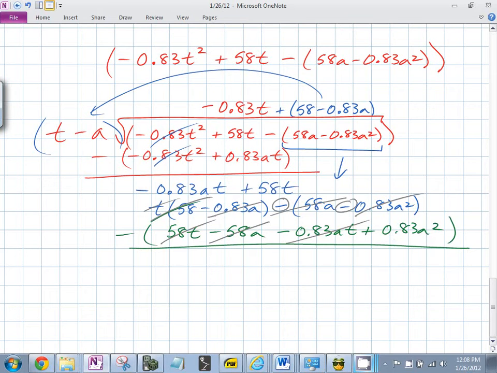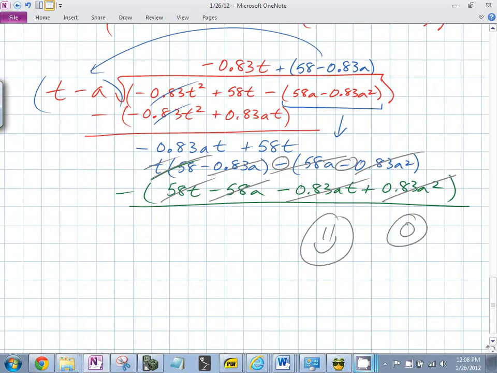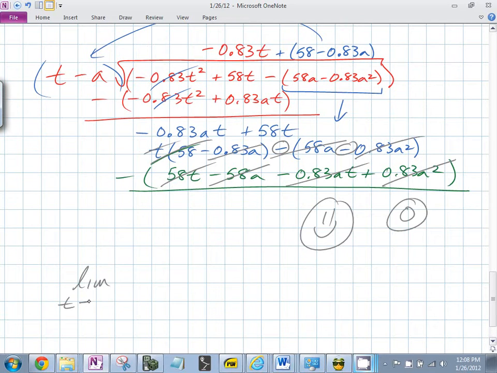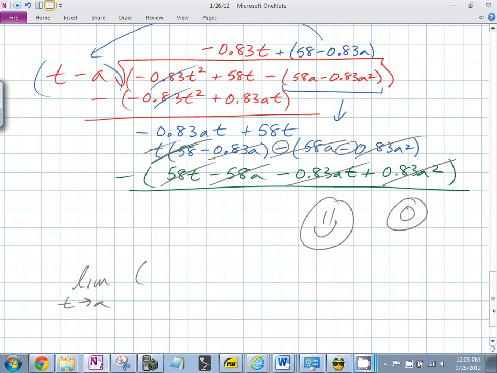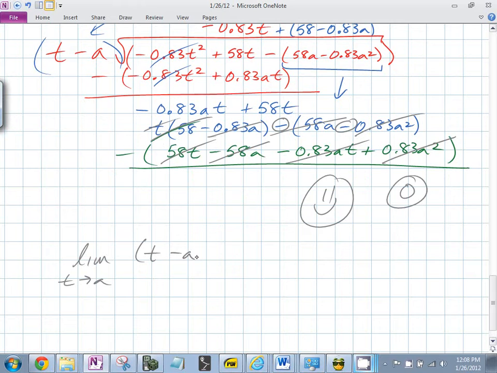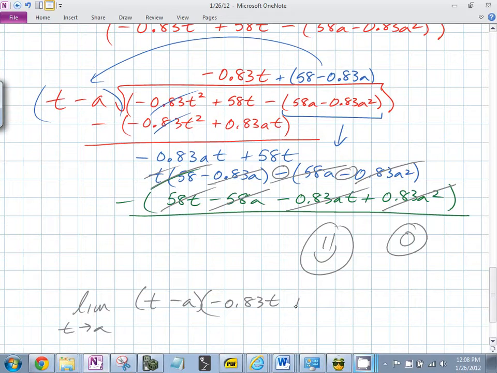What you're terrified of is ending up with something like 0.17. So what's left? You've basically figured out it's the limit as t goes to a, with t minus a in the denominator. The factored form is negative 0.83t plus 58 minus 0.83a, all over t minus a. Now this cancels, and you're left with the limit as t goes to a.